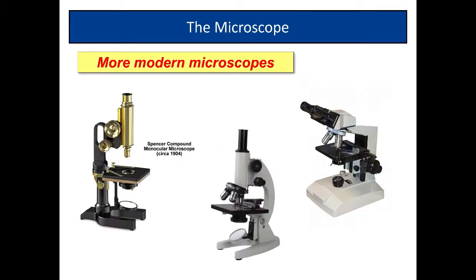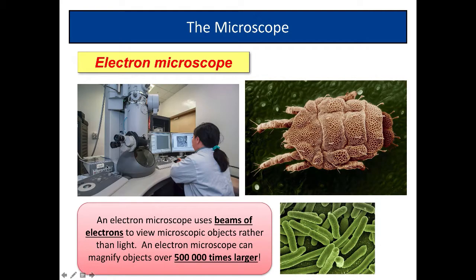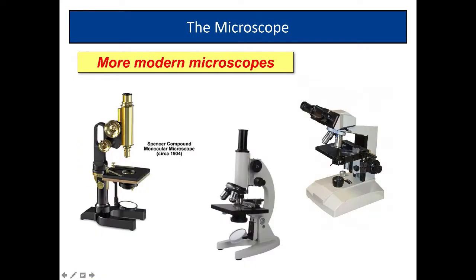And moving on to some other scopes here, here's a Spencer compound monocular microscope, and this is 1904. In this one you can see that we've got the basics of everything we see in these modern scopes. This is a modern monocular microscope. It's got one eyepiece. This is a modern binocular one. Now this is much more comfortable. I prefer using these. They're much more comfortable to view through. That's a modern binocular microscope.